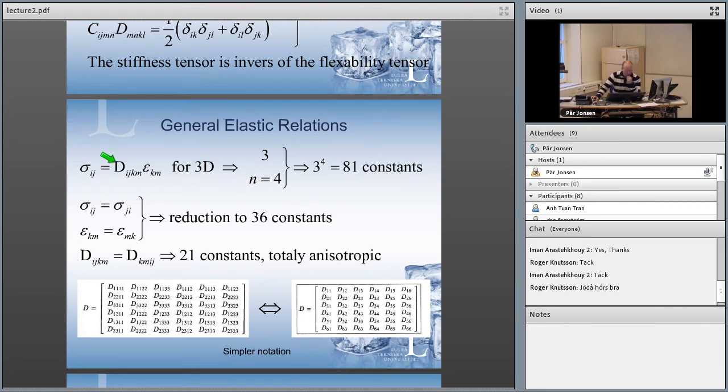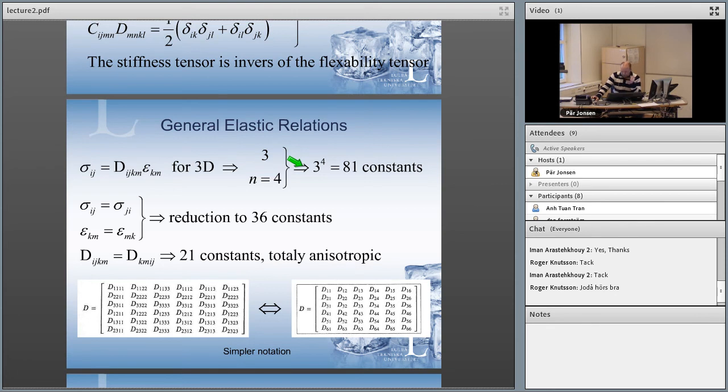Then if you look at the stiffness tensor for the system, you have something called the major symmetry. If you look at these indexes here, you have IJ, KM, which should be the same as KM, IJ. The 2 first are changing place with the 2 last ones. So it's the major symmetry. By doing that, you have 21 constants instead.